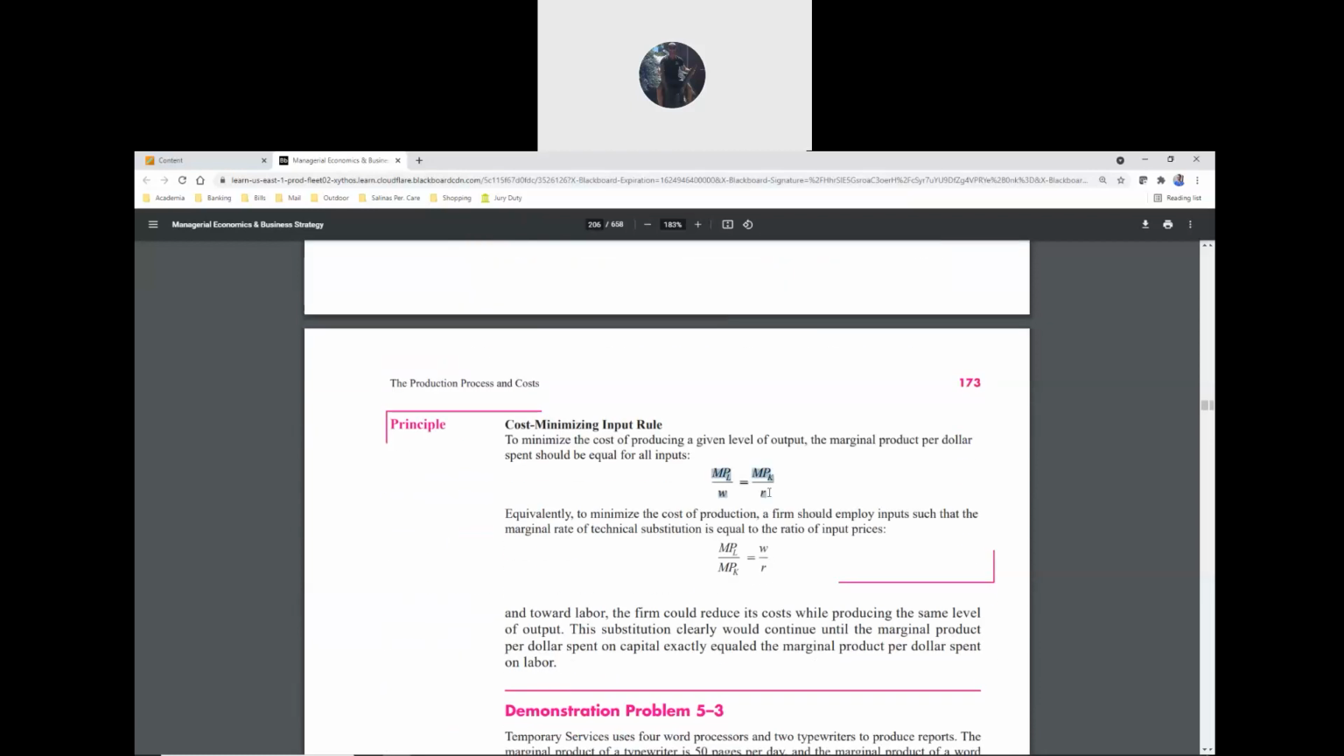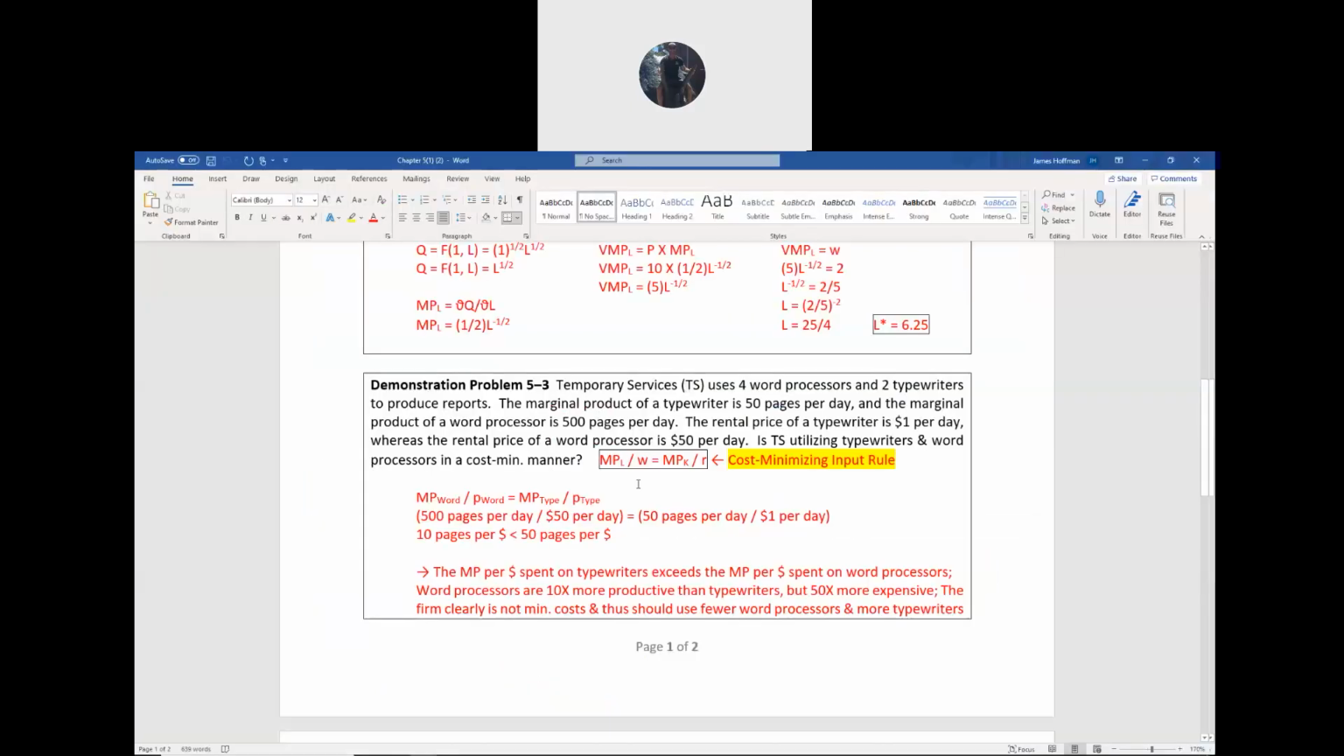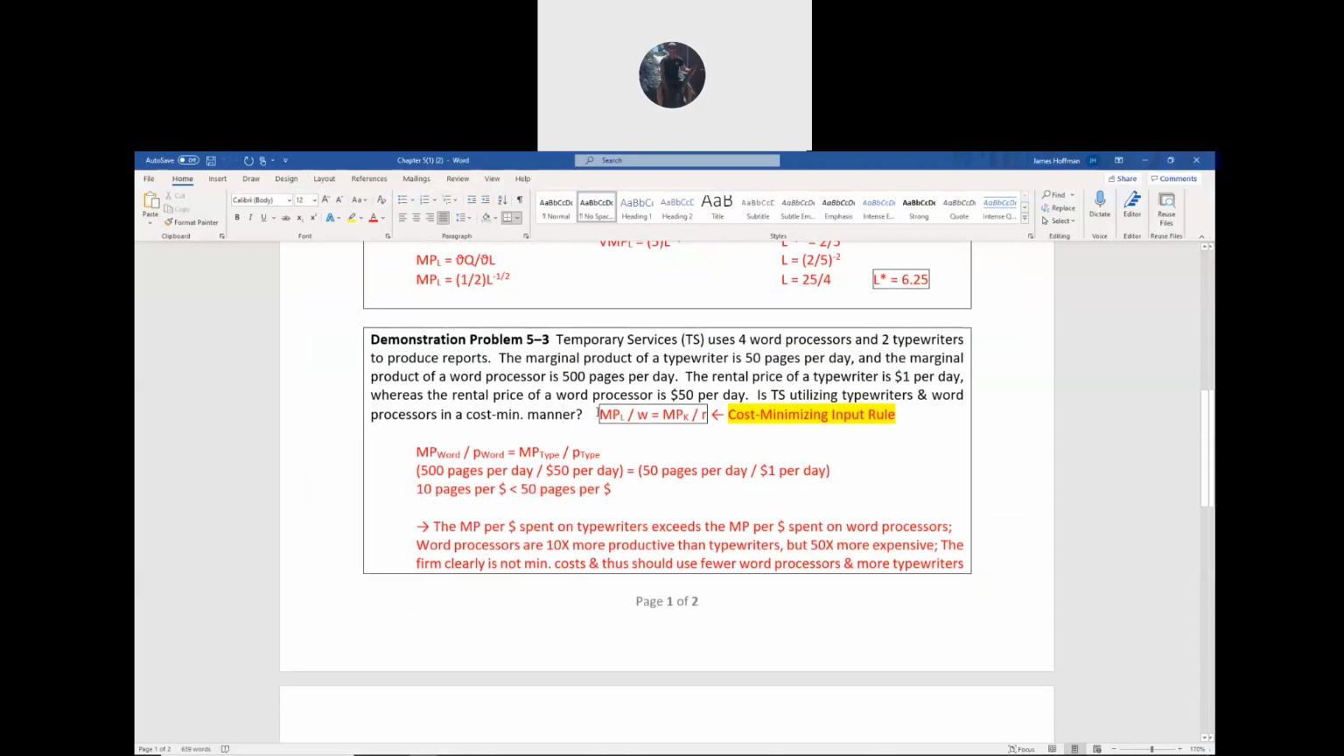Okay, so let's use this concept to do the demonstration problem. Normally the MPL divided by W would be equal to the MPK over R if we're looking at capital and labor. But instead we're using word processors and typewriters, so let's assume one of these is for word processors and the other is for typewriters. Using the same concept, we want the marginal product of word processors divided by the price of word processors to equal the marginal product of typewriters divided by the price of typewriters. If that doesn't hold, then we're using one of the inputs inefficiently.